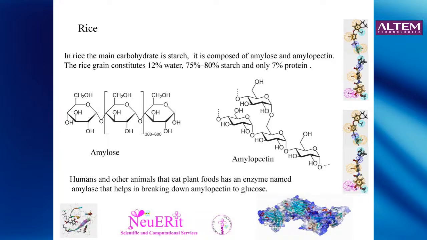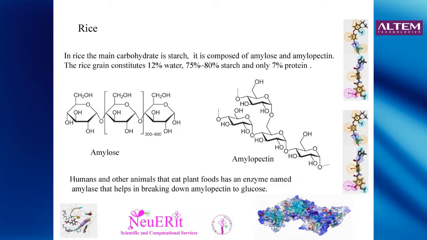Let's go for rice. In rice, the main carbohydrate is starch. It is composed of amylose and amylopectin. The rice grain constitutes 12% of water, 75 to 85% of starch, and only 7% of protein. So here is the structure of amylose. Every day we consume rice, so here is just information on what rice actually contains.